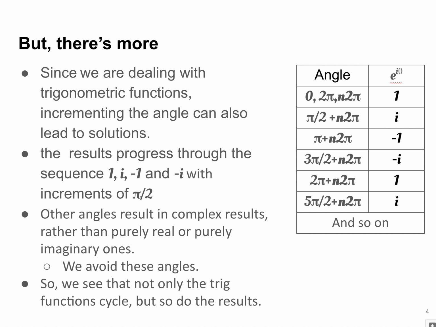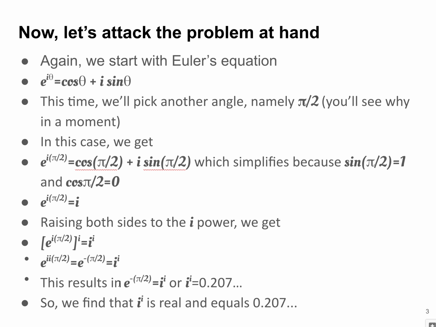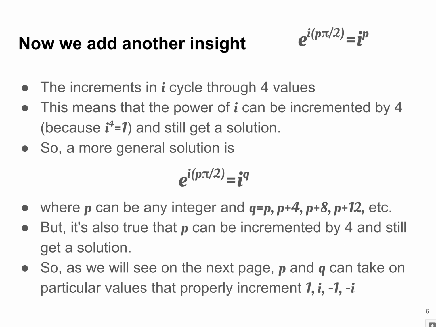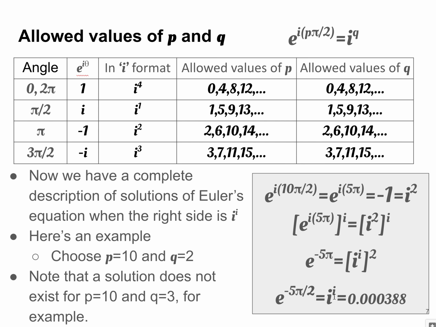Let's go back and look at the first result we got, which was that e to the minus pi over 2 is i to the i, and that's equal to 0.207. Now we have a new value, not pi over 2. We have e to the minus 5 pi over 2 is equal to i to the i, a different number.